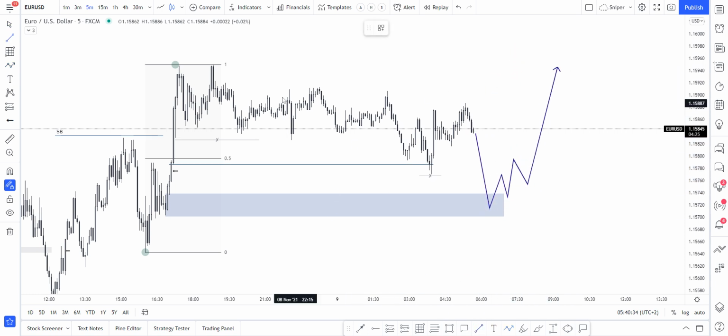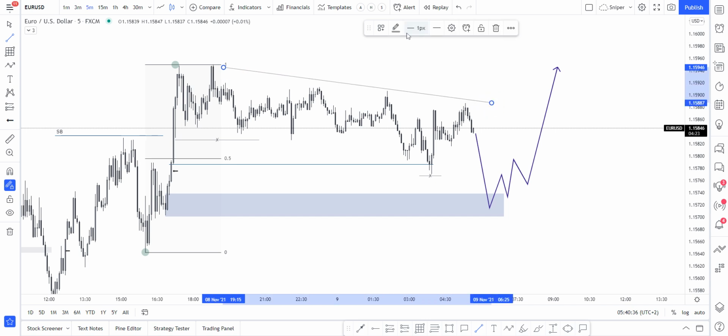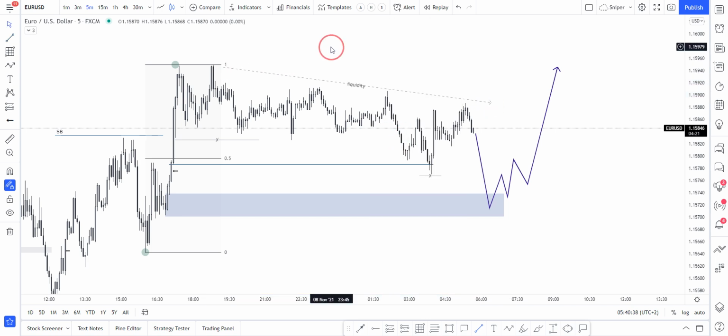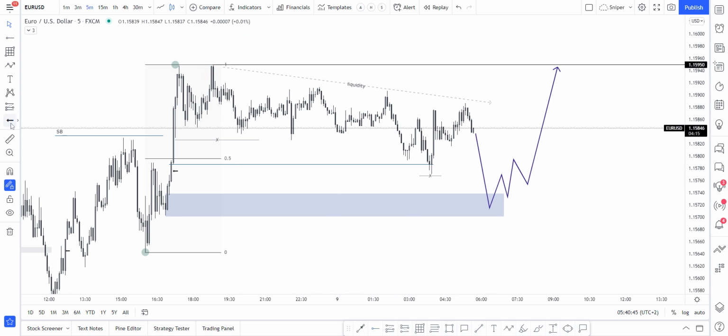Because look at all of this liquidity that we have over here, all of this trend line liquidity. You can just make it like this. All of this liquidity above, and then obviously this high as well, which is the most significant liquidity spot up there as well. So that is the view that I have on euro dollar. Let's quickly jump to Aussie dollar as well.